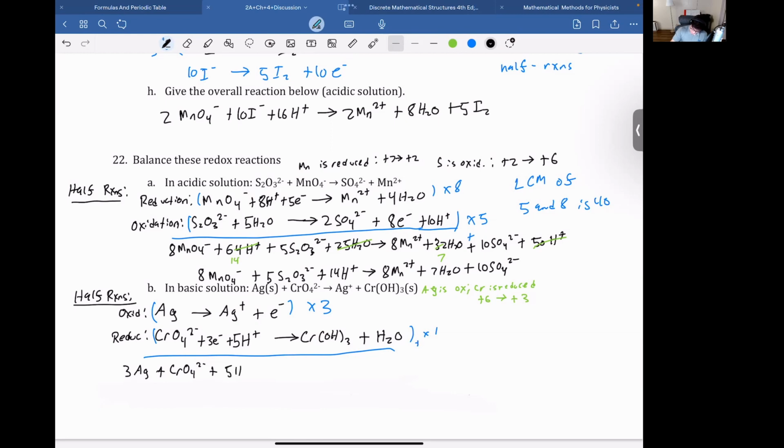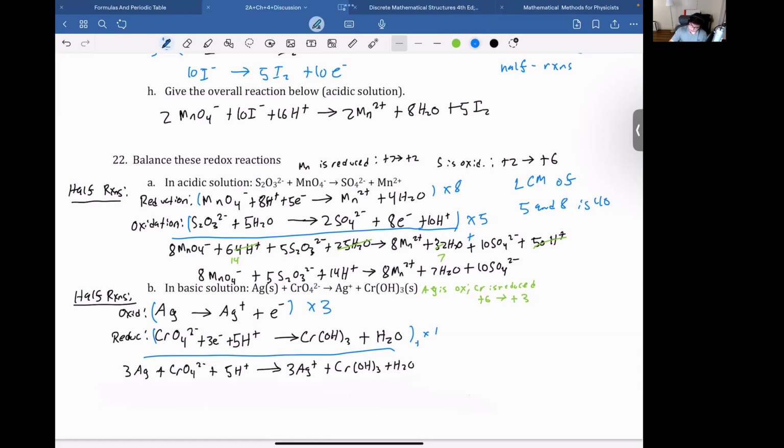Plus 5H+ yields 3Ag plus Cr(OH)3 plus H2O. Now this is not correct because this is an acidic solution. So how do you change it to basic?